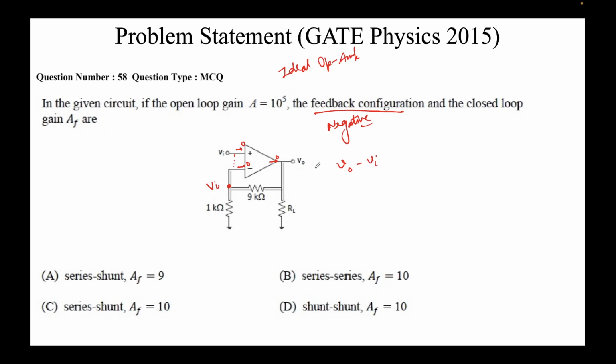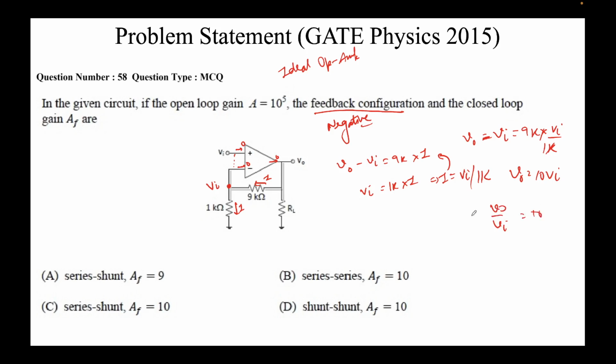V0 minus Vi. Assume current I is flowing here, and since no current can flow into the op amp, all the current coming through this branch has to go through this branch. So V0 minus Vi would be 9k times I. Now apply Ohm's law across this resistor. It will be Vi equal to 1k times I. So I'll replace I with Vi over 1k, and we get V0 minus Vi equal to 9k times Vi upon 1k. The k and k cancel, so we get V0 equal to 10 times Vi. So V0 upon Vi is 10, and this is our gain.